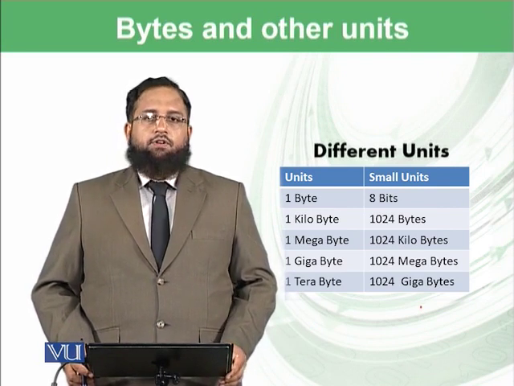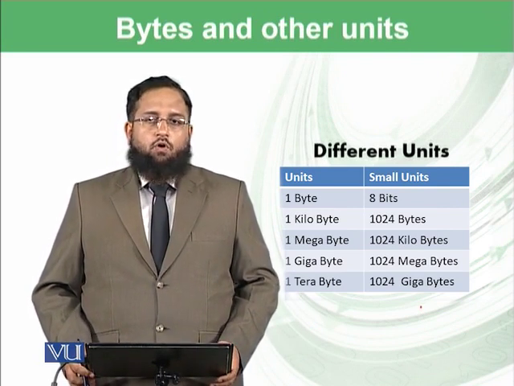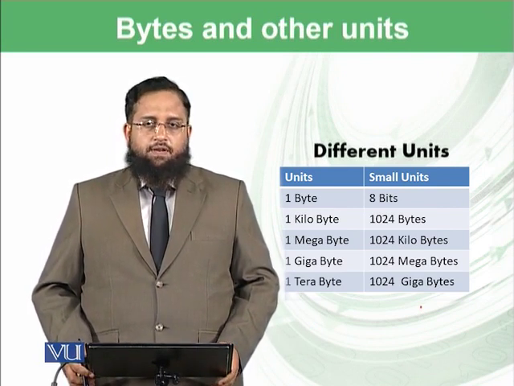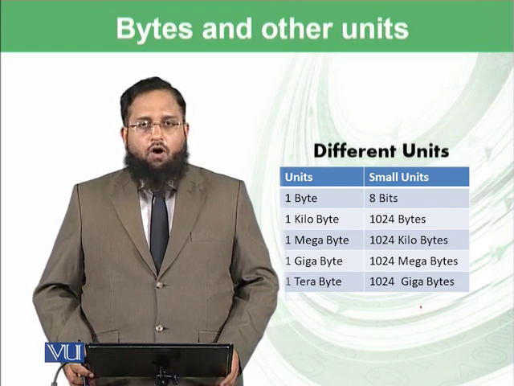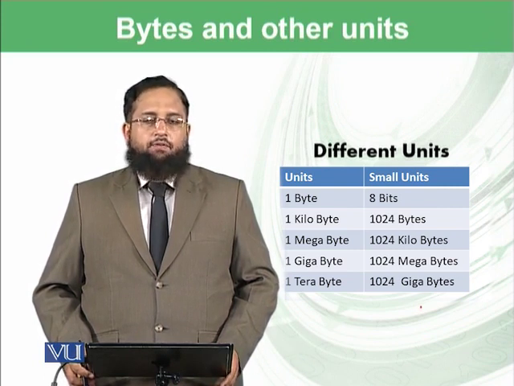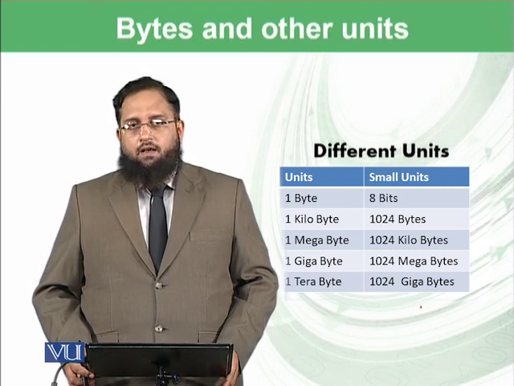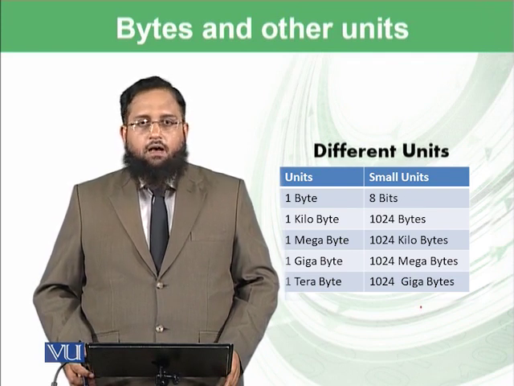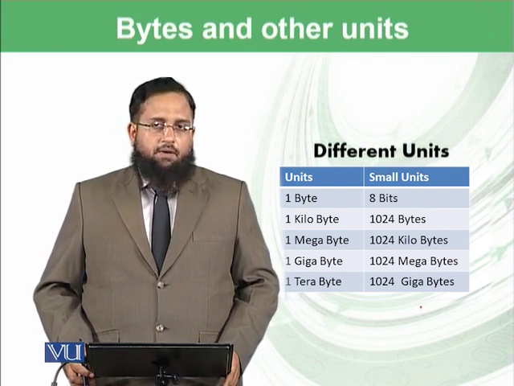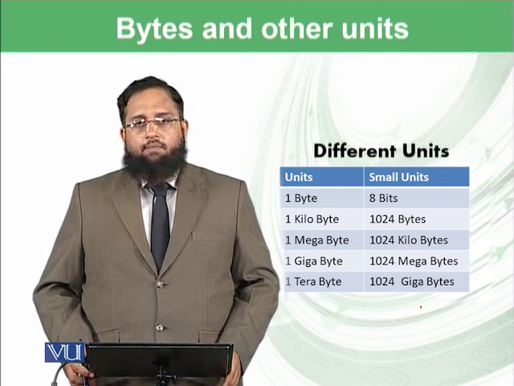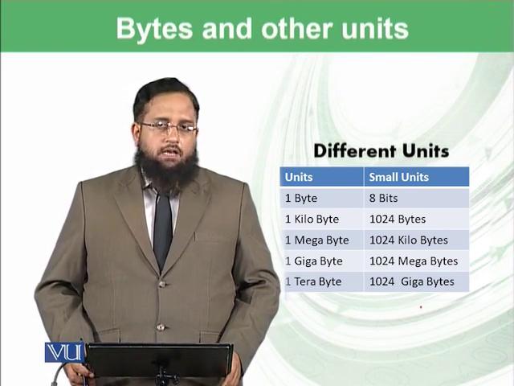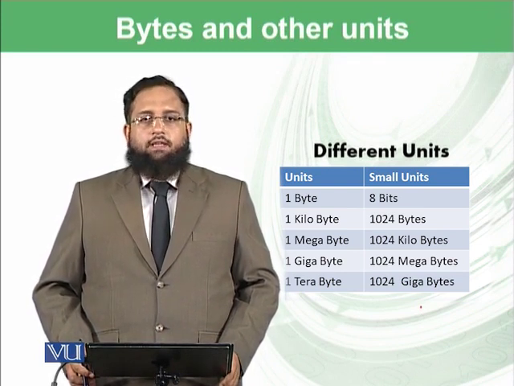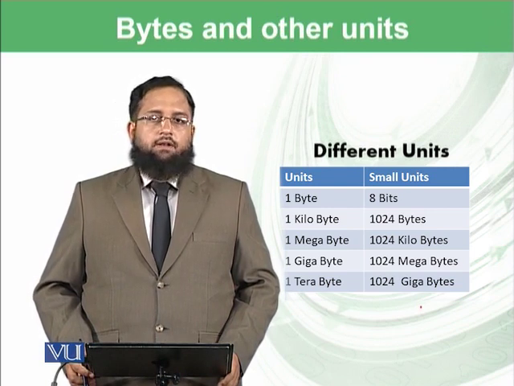And these are the different units of bits. 8 bits combine together to form 1 byte. When 1024 bytes are combined, they form 1 kilobyte. 1024 kilobytes are mapped towards 1 megabyte, 1024 megabytes form 1 gigabyte, and 1024 gigabytes map towards 1 terabyte.